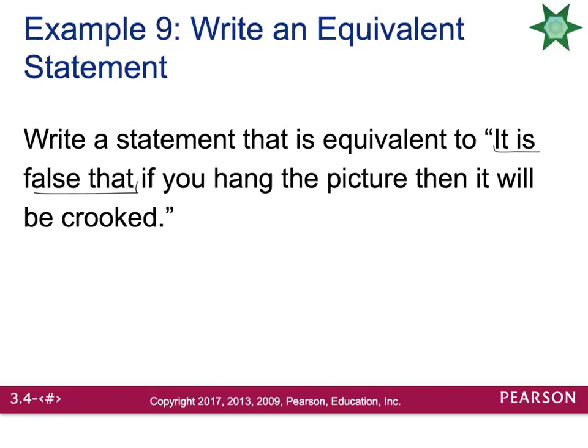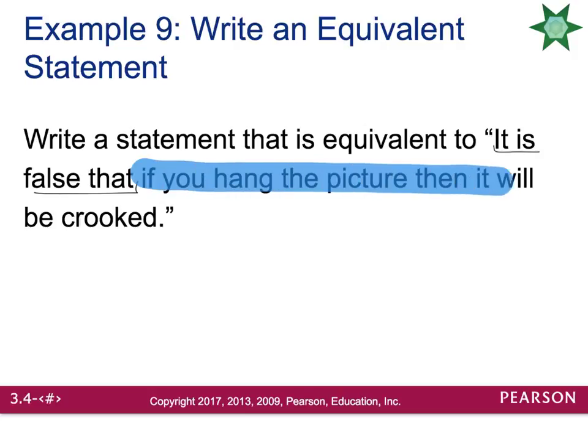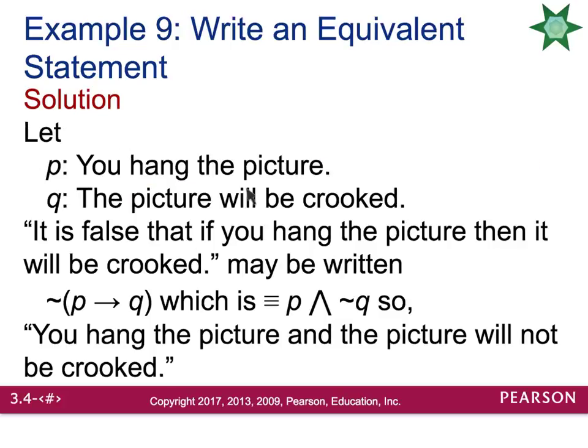So let's look at a written example. Write a statement that is equivalent to it is false that if you hang the picture then it will be crooked. So remember when you see it is false that, we kind of mark off the things after that. So this is going to be a conditional. If you hang the picture then it will be crooked. And then we put the negation in front of that after we do parentheses around the conditional. So let P be you hang the picture, and Q will be the picture will be crooked. Remember, we don't put nots in our simple statements. So it is false that, we'll mark this off, if you hang the picture then it will be crooked.